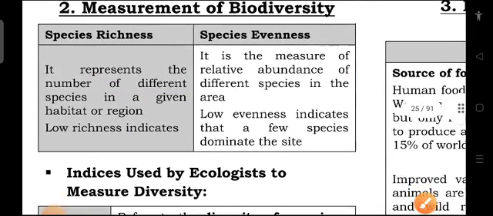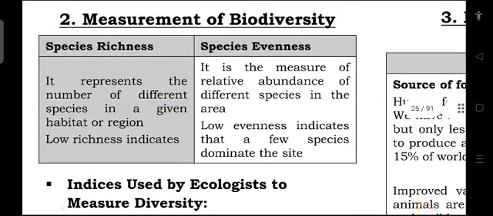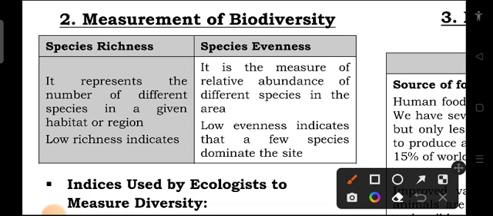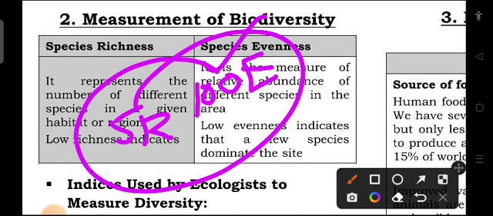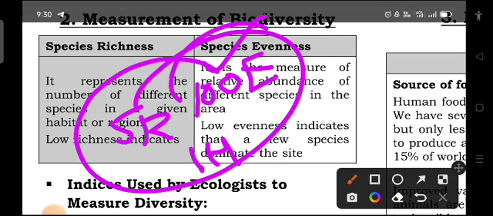Okay, species richness is like which species is rich in an area. For example, this is an area. Here we will have just 5 rabbits, whereas here we might have hundreds of elephants. So this region is rich in elephants, and we might have only one human being living here. So what is the species richness? Here we have hundreds of elephants. This is the species richness.